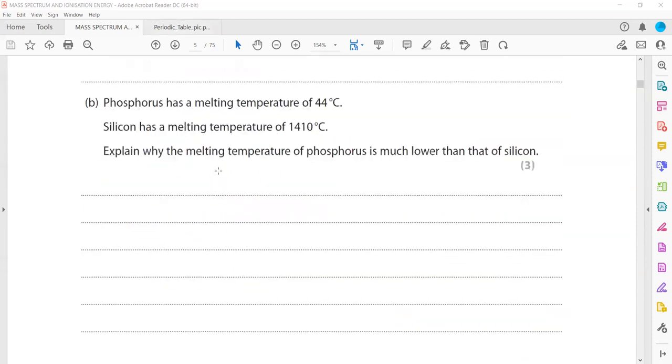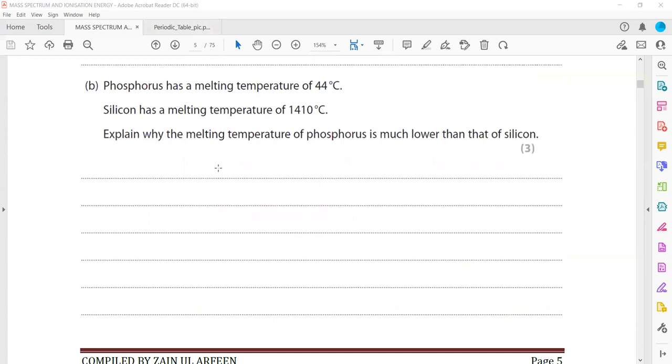Then, phosphorus has a melting point of about 44, whereas silicon is 1410. It's not high. Explain why the melting temperature of phosphorus is lower than that of silicon. 3 marks. So this is related to bonding. Like first is in terms of structure, then in terms of bonding, and then in terms of force.